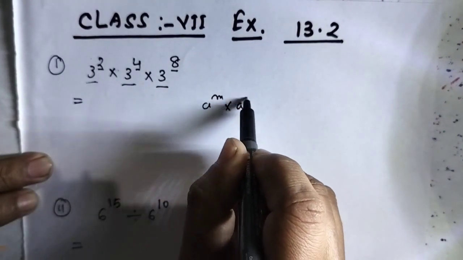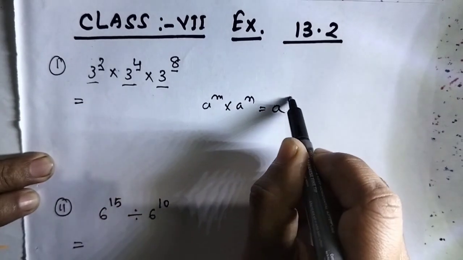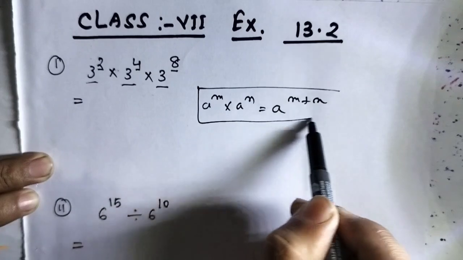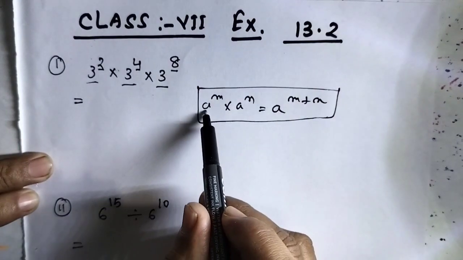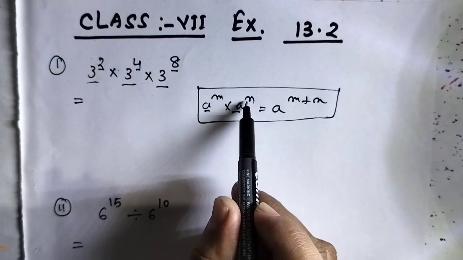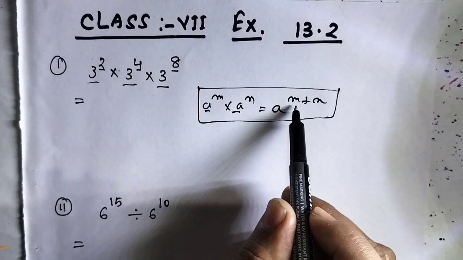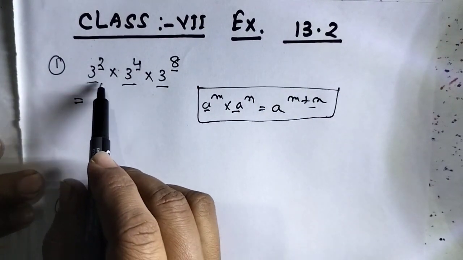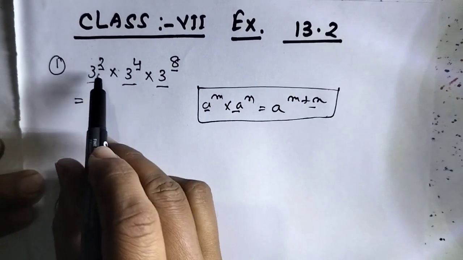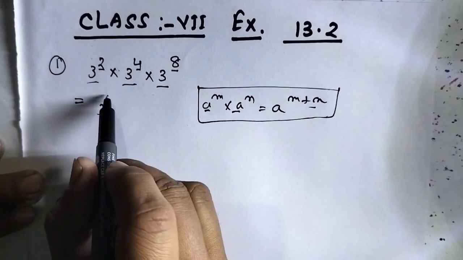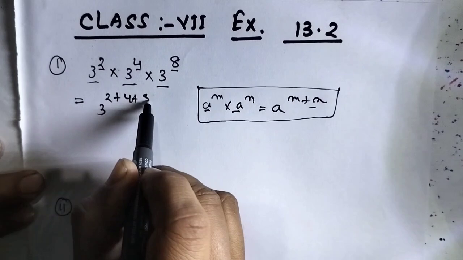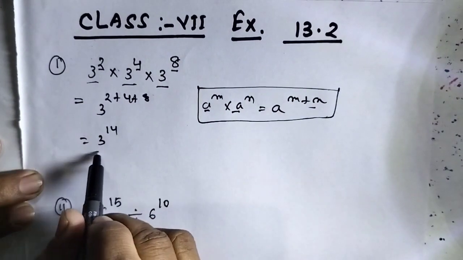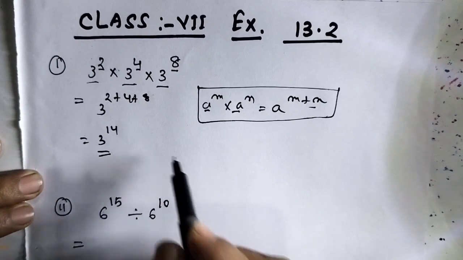a to the power m into a to the power n is equal to a to the power m plus n. If the base is the same but the exponents are different, then the exponents are added, m plus n. Here the base is the same, 3, but the exponents are different. Then the exponents will be 2 plus 4 plus 8, which is equal to 3 to the power 14. That is the answer.